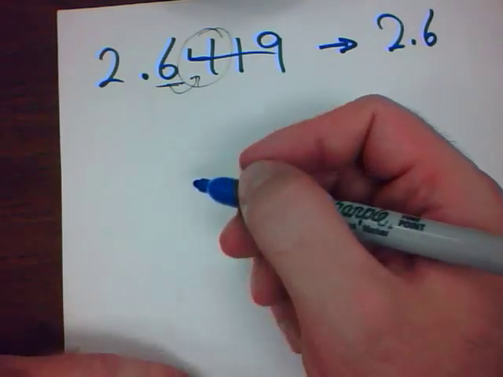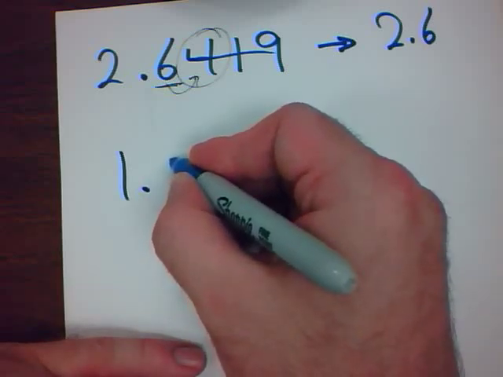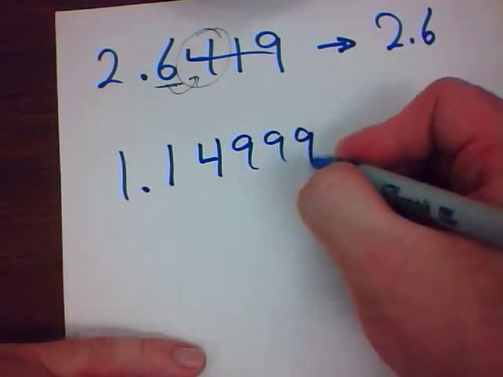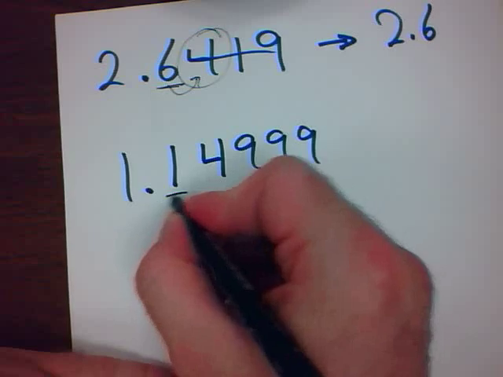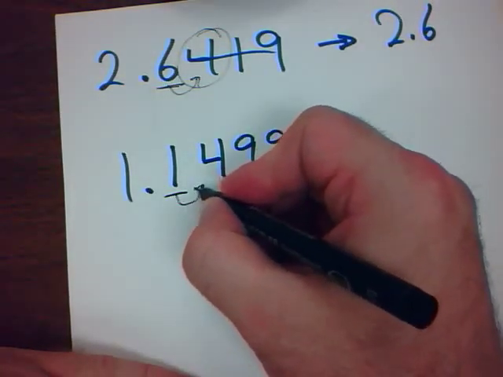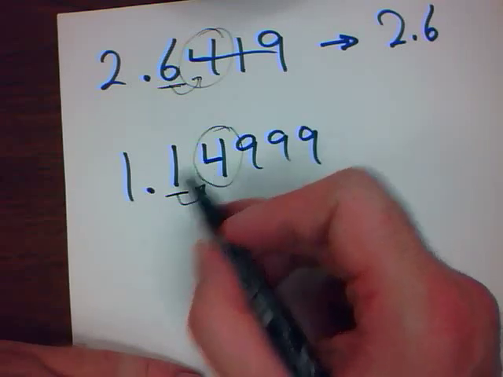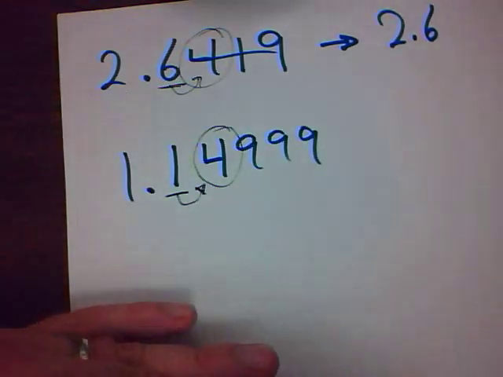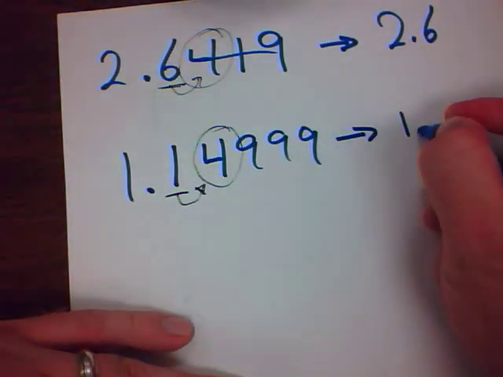Again, another example. Rounding to the nearest tenth. I look to the next number. Is this 5 or higher? Is it closer to 1.2? No, it isn't. This will be closer to 1.1 when it's rounded.